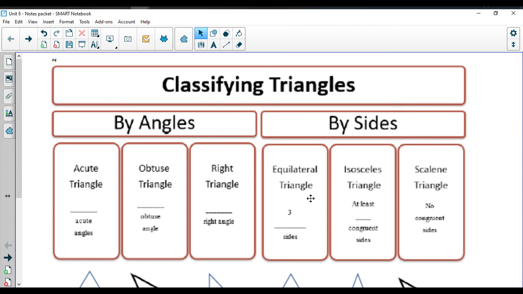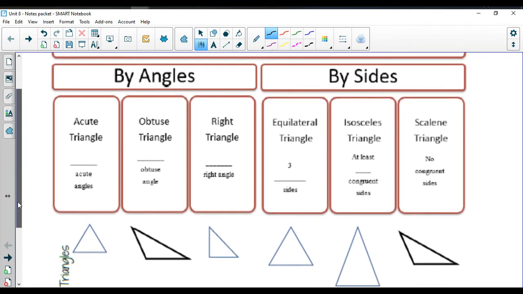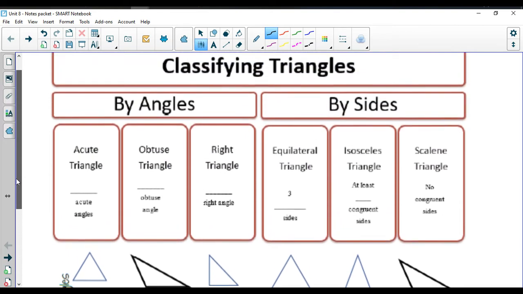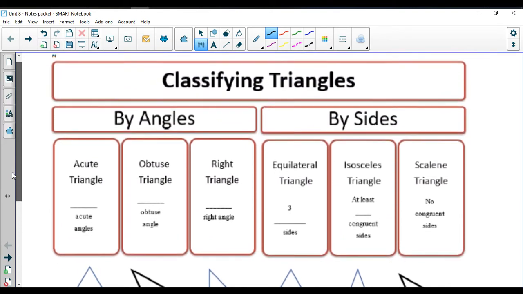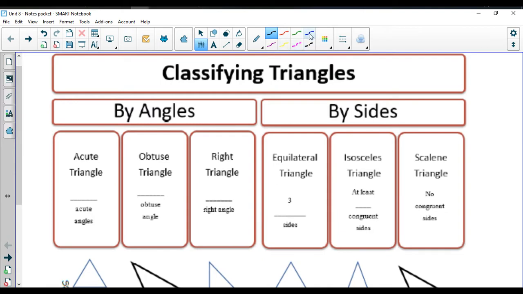All right, this starts Unit 8 today. We are going to be talking about classifying triangles for the first lesson. Our whole first lesson is actually all about triangles here. So we're going to start off with talking about different triangles that we have. We're going to talk about first by angles. So we have different triangles that go by their angles.